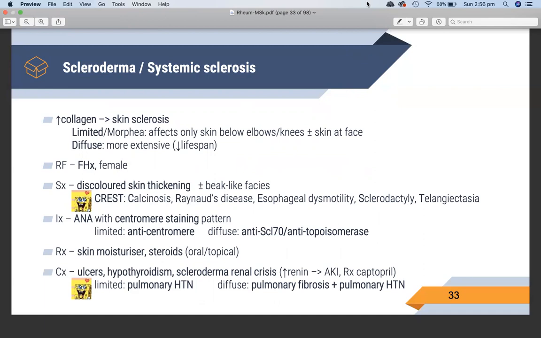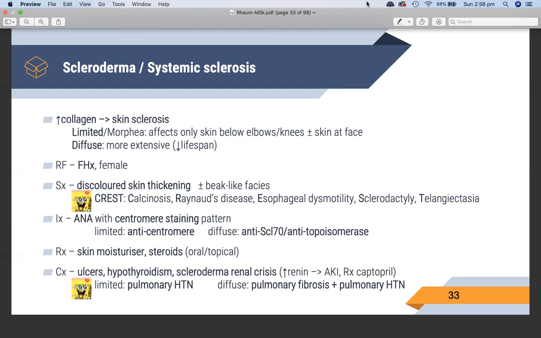There's two types. There's limited or morphea, where it affects the skin below the knees and elbows, plus or minus the face, but no more than that, versus diffuse, where it affects more of your skin, and usually it's more systemic as well, and this actually decreases your lifespan. It's important. Those are the two definitions. There are old definitions flying around saying CREST, you only see limited, and we've moved on from that, and this is the new definition, so I would follow this.